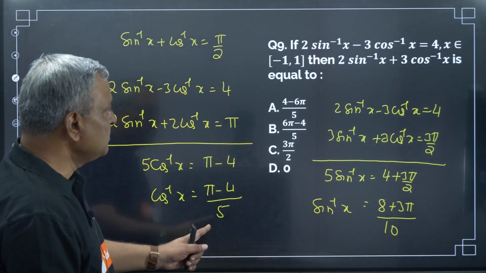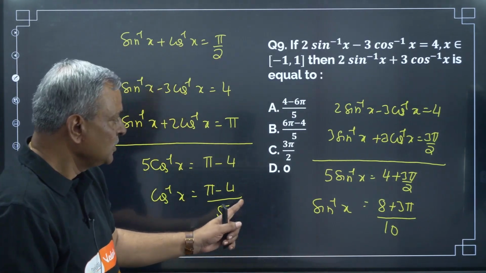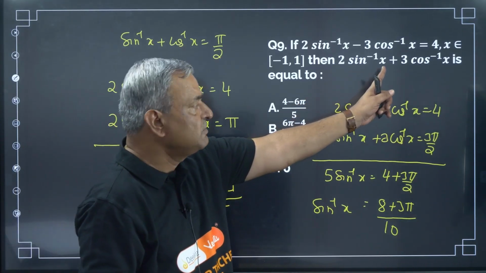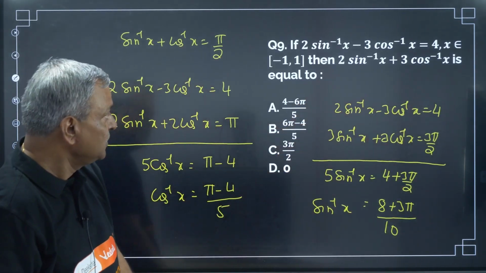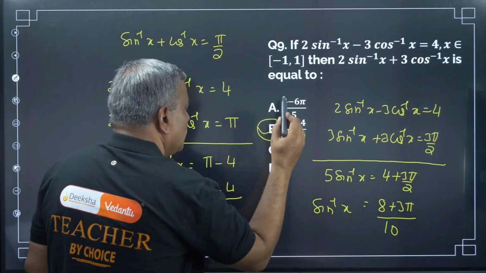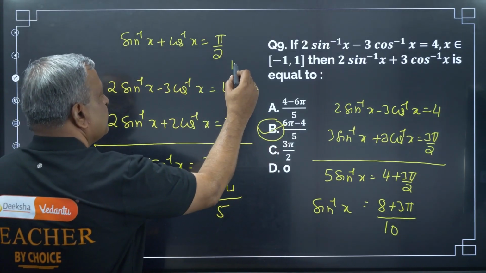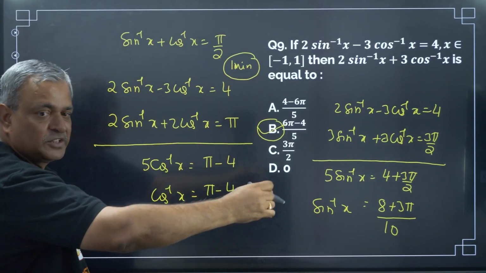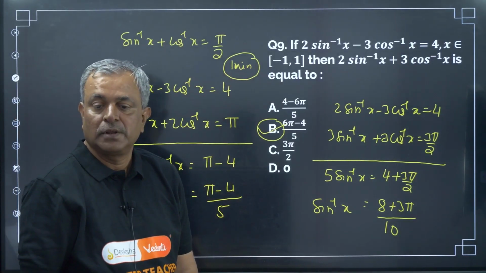Okay, you know cos inverse x, you know sine inverse x. Once you know sine inverse x and cos inverse x, substitute in 2 sine inverse x plus 3 cos inverse x. Option B, you'll get it. Okay, it takes a little over 1 minute, because you have to do all these calculations.